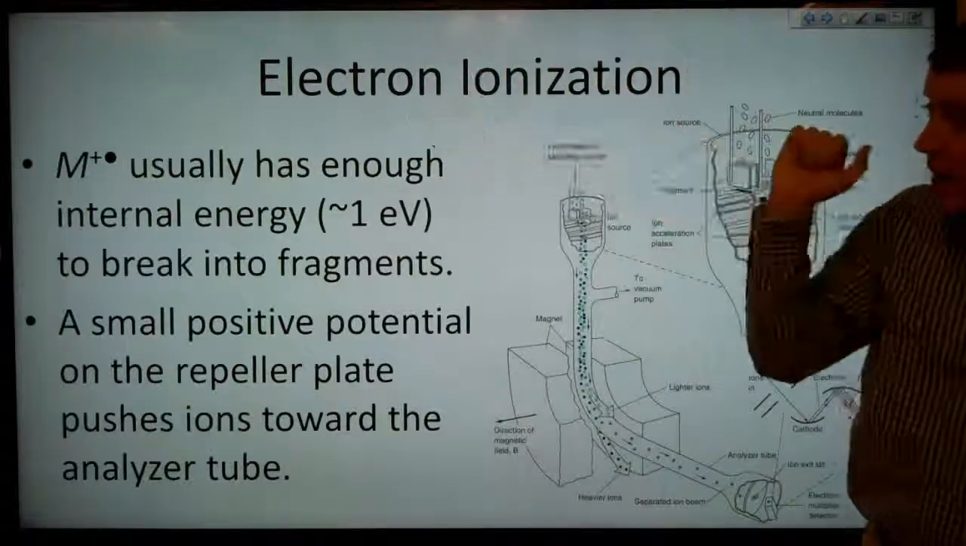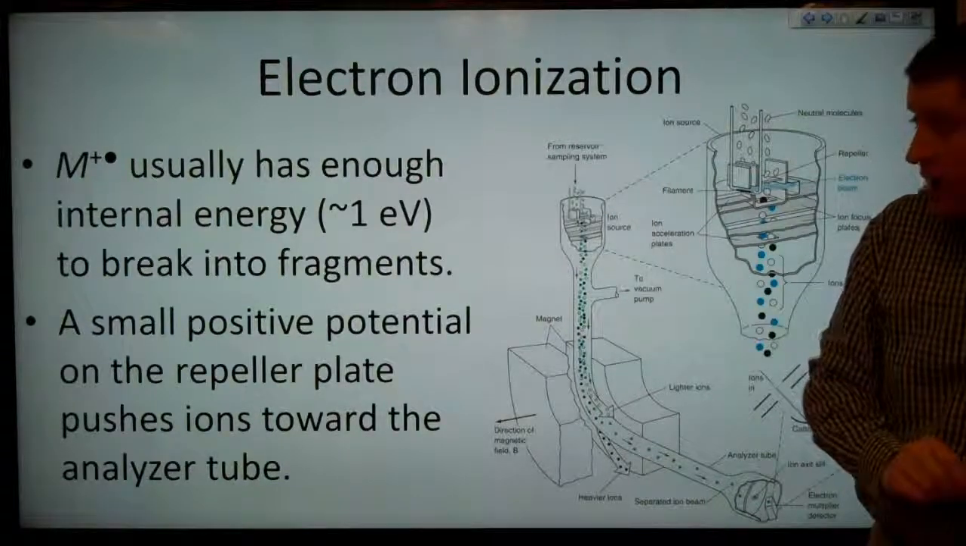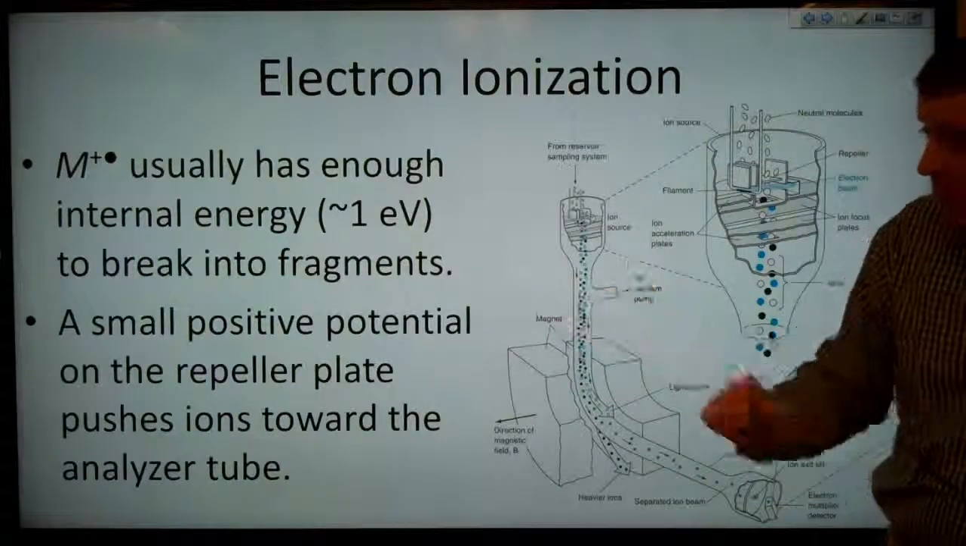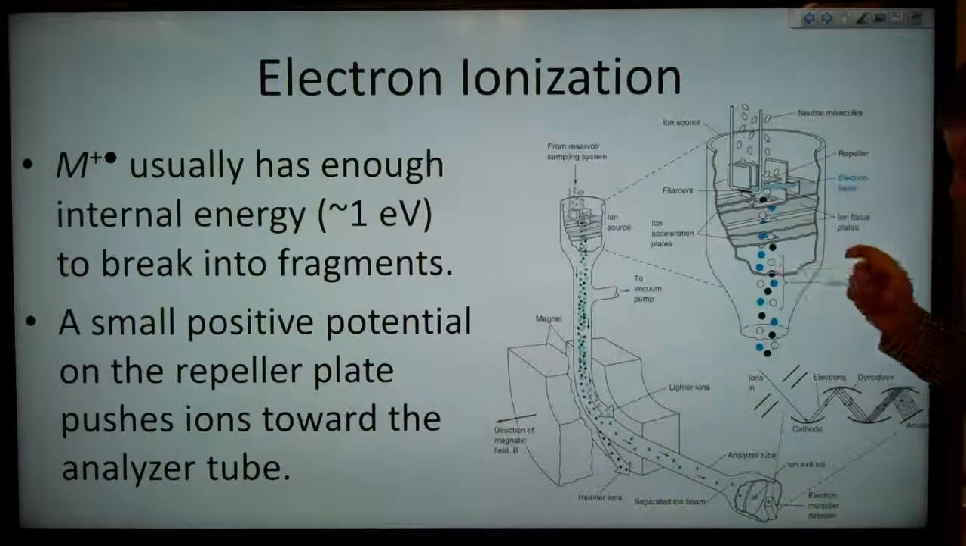Our molecular ion usually has enough internal energy, around 1 electron volt or so, to break into fragments. And then a small positive potential on our repeller plate, which is up here, pushes the ions towards the analyzer tube.